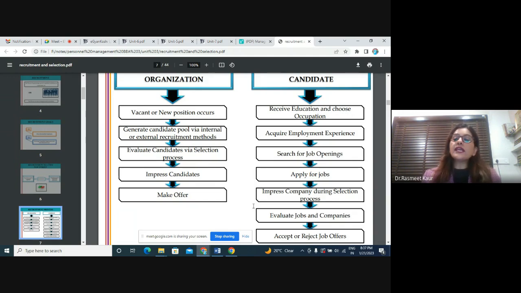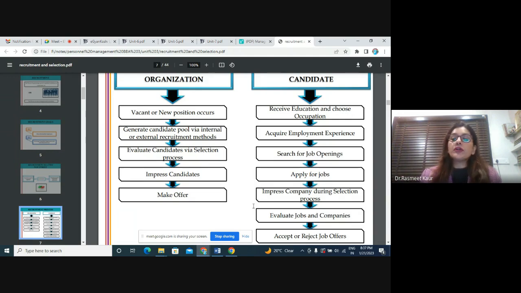Then during the selection process, from a candidate's point of view, you try to impress the company. You come up with all your best skills, your best foot forward, so that you are selected in that selection process. And then let's say you have job offers from 5 or 6 companies.